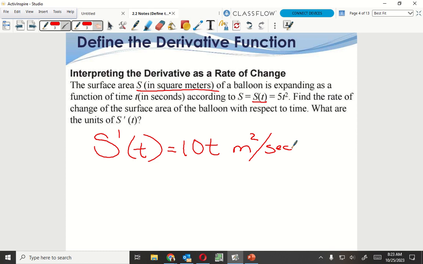So every time you think about this, think of Denny driving through that school zone. He's doing miles per hour. That is his rate of change. Meters squared per second. So every second that we increase, my value is in meters squared, right? It's an area around the surface of that balloon. Does that make sense? Just always think about Denny driving through that school zone, okay?